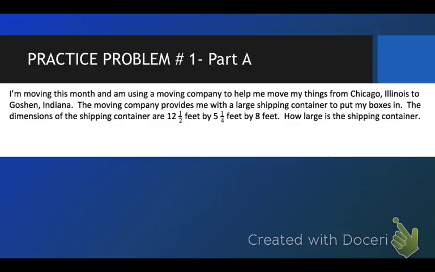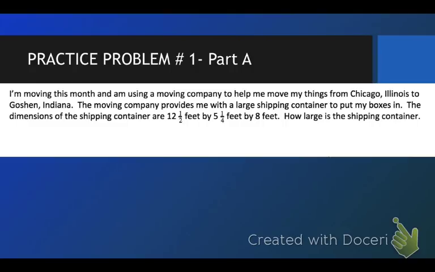All right, so we're going to get started. I'm moving this month, and I'm using a moving company to help me move my things from Chicago, Illinois to Goshen, Indiana. The moving company provides me with a large shipping container to put my boxes in. The dimensions of the shipping container are 12.5 feet by 5.25 feet by 8 feet. How large is the shipping container?